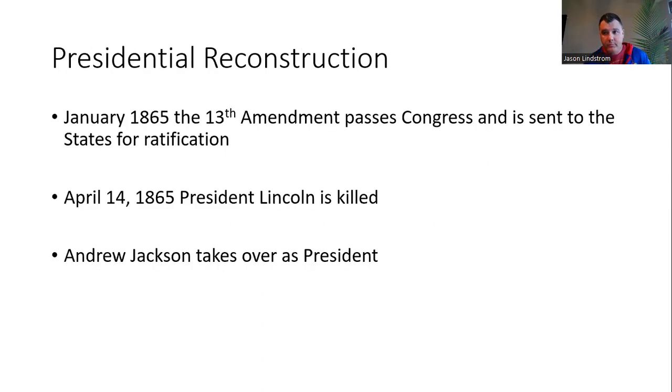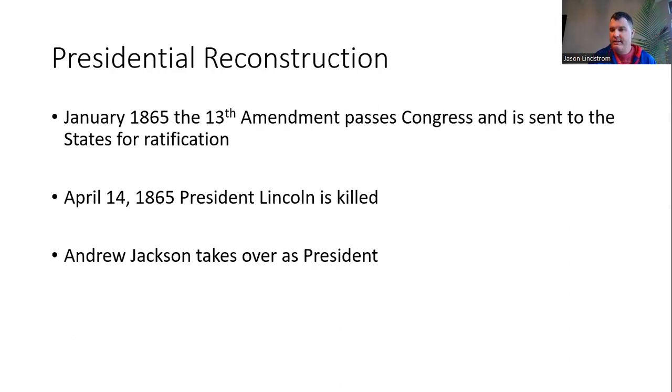Okay. So how's this all start? January 1865, the 13th Amendment passes Congress. It's sent out to all the states to ratify. And these are going to be states that have not rejoined the Union yet. So these are states in the Union. And this 13th Amendment, of course, is going to end slavery.